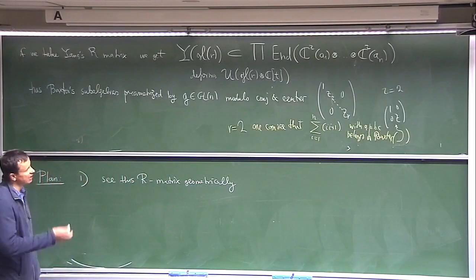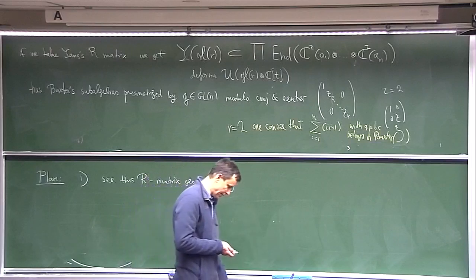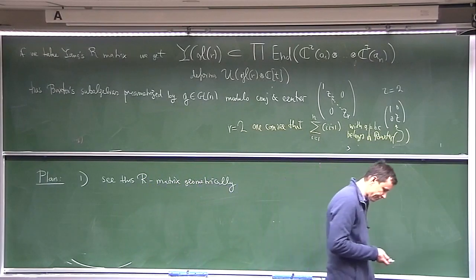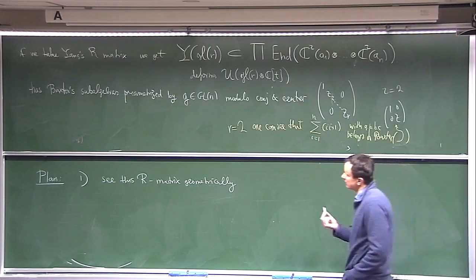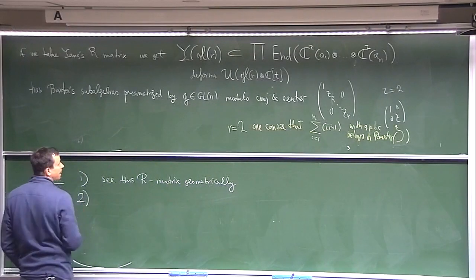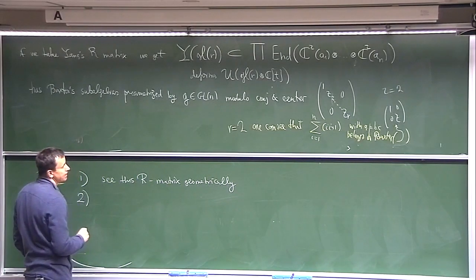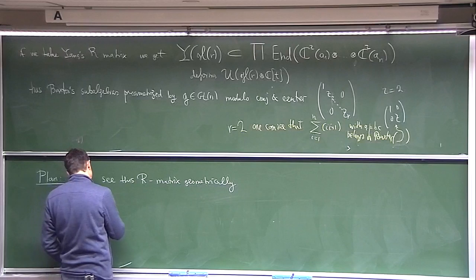Because if you can see the R matrix geometrically, then, like I said, you can see the action of the Yangian. And the second thing is that, maybe, geometrically.